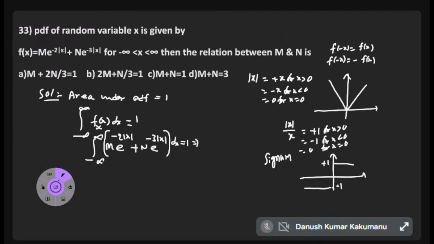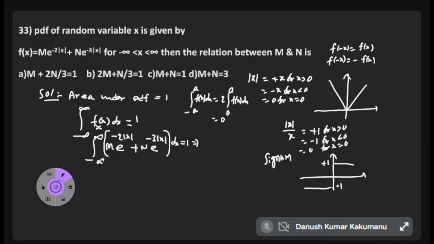Since it is an even function, we are applying the property of the integral. Integral minus a to a f of x dx. Tell me, what is the result of this one? If f of x is even, then this formula changes to 2 times integral 0 to a f of x dx. This formula is well known to all of you. Integral minus a to a f of x dx is 2 integral of 0 to a f of x dx if f of x is an even function, and the same result is 0 if f of x is an odd function. Everybody knows this formula.